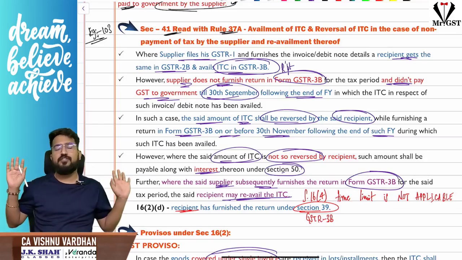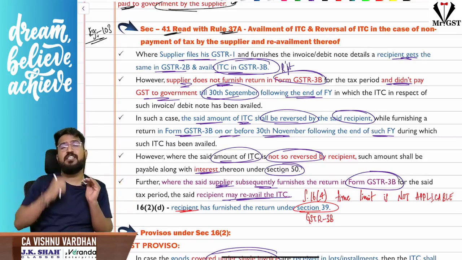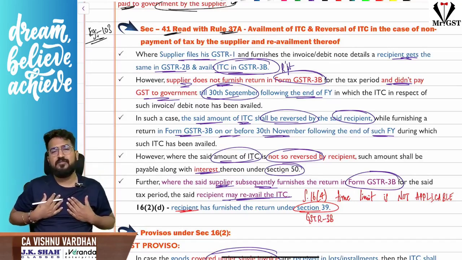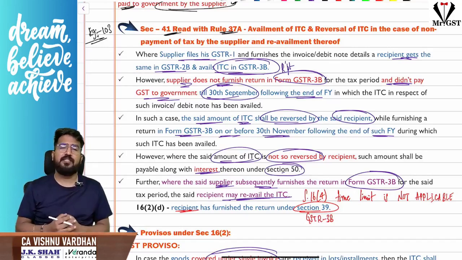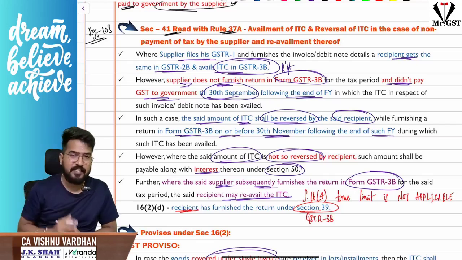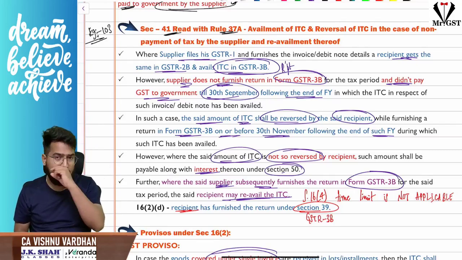If that fellow has not filed his GSTR 3B by 30th September of the succeeding financial year, whatever ITC I gave to you, please give it back to me, because I did not get money from your supplier. Like that the government is asking. So before 30th September, your supplier should have filed this GSTR 3B and paid taxes to the government, which you got as ITC already.